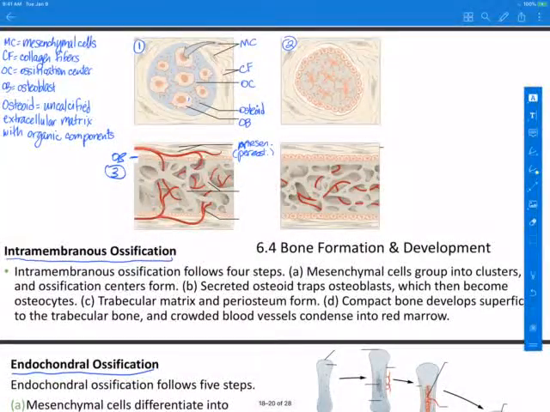So this would be the trabecula here. And then, of course, the red is the blood vessel. And in this picture, you're seeing clusters of osteoid form around the capillaries, and it makes a trabecular matrix. The osteoblasts on the surface of the new spongy bone become the periosteum, specifically the inner osteogenic cellular layer.